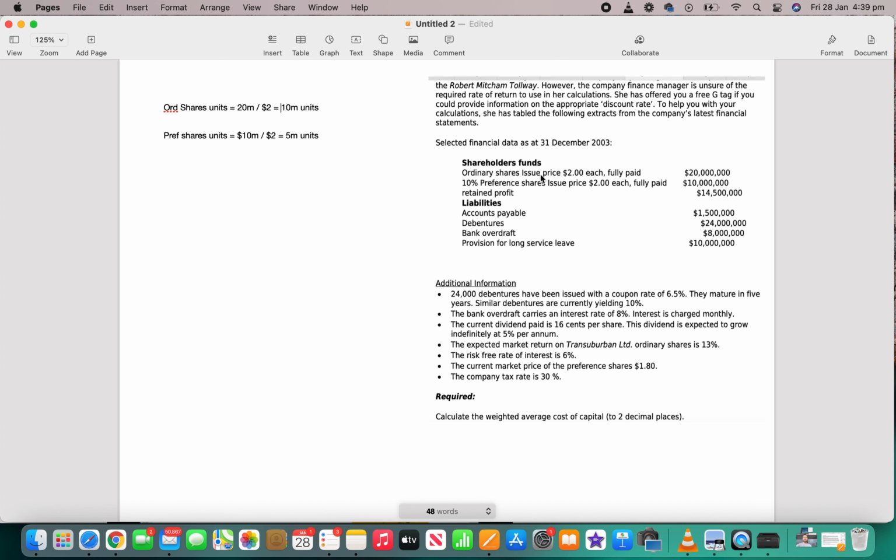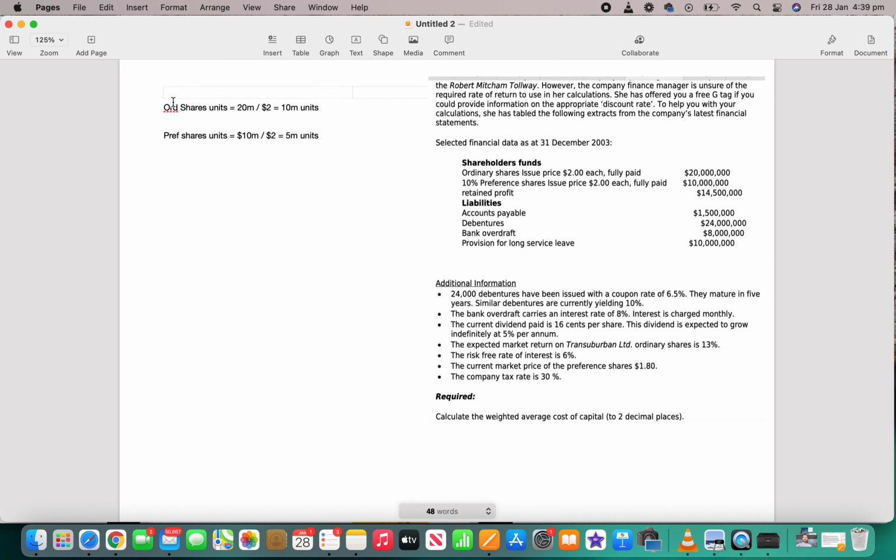So ordinary shares, issue price of $2, fully paid at 20 million, so that means I've got 10 million units, and they were $2 each. Down here, preference shares of 10%, issue price $2, fully paid of $10 million. So I can already start doing some math. I've got 5 million units.